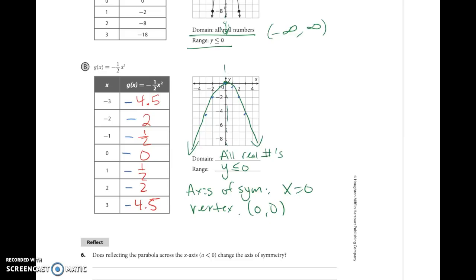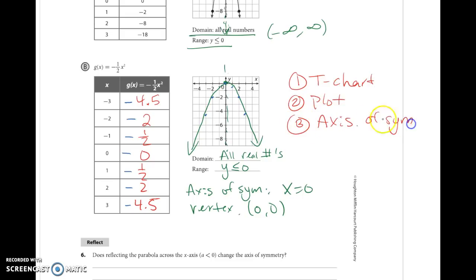So as far as graphing these, remember, it's just 1, t-chart, 2, plot, 3, do your axis of symmetry, and 4, label your vertex. Okay, whether it's a negative in front or not, remember negative just means it's turned downward. Positive coefficient means it's going upward. Good luck.